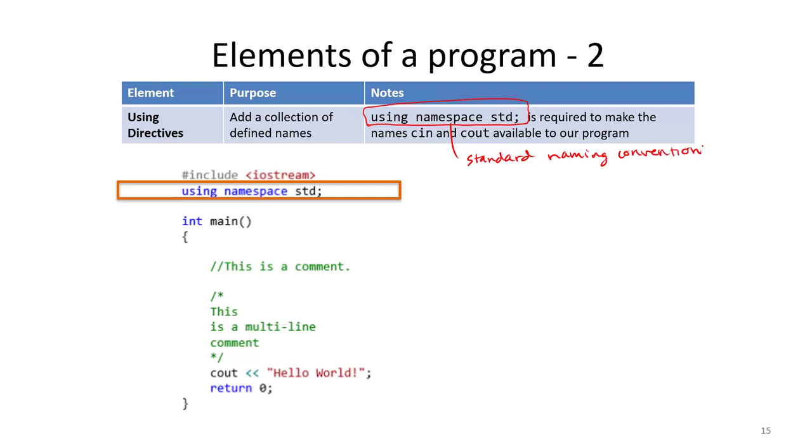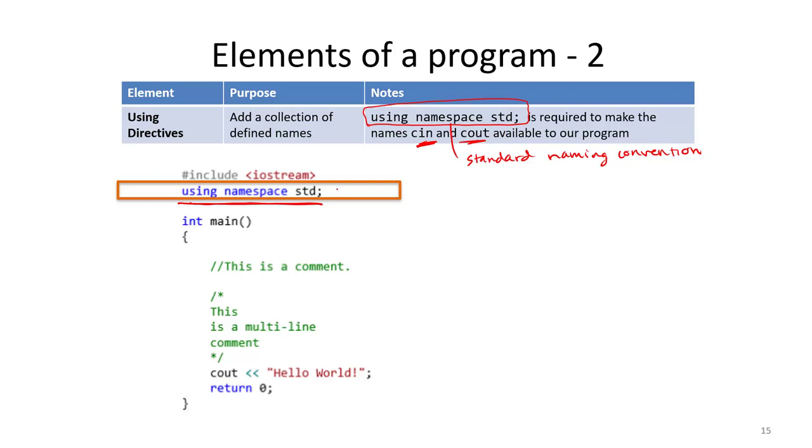If you go into industry, you might have some other naming conventions you use, and you might use a different namespace. For our purposes, for this course, we almost always will have using namespace std in our programs. This line is also required in order to make the names cin and cout available in our program.